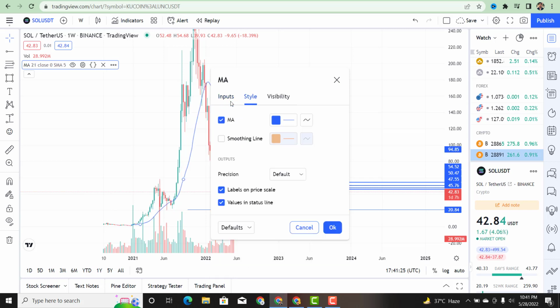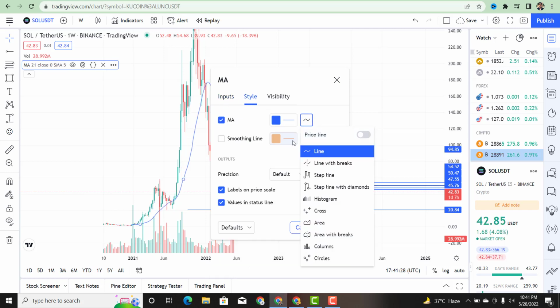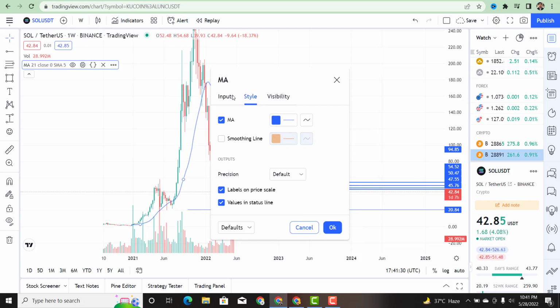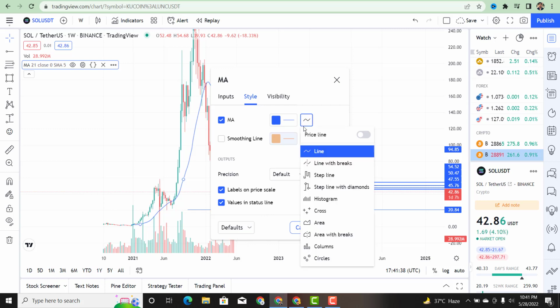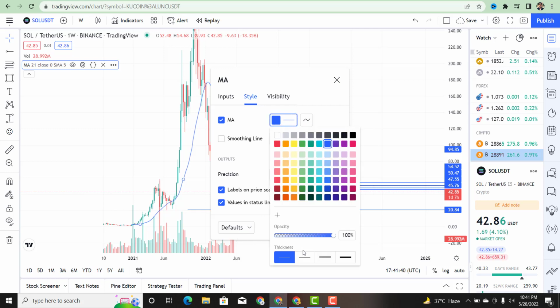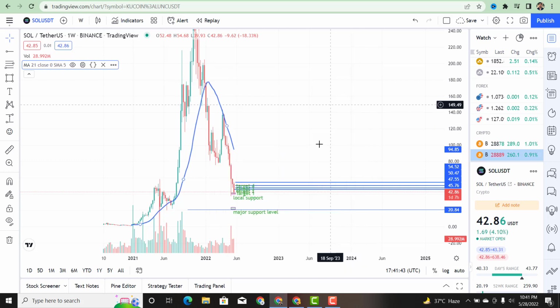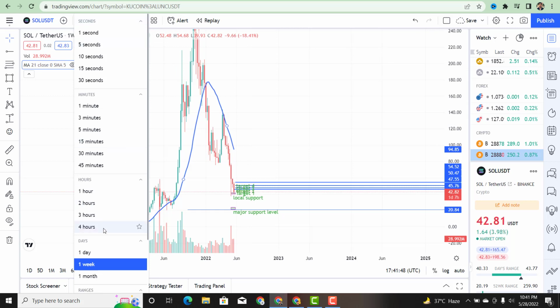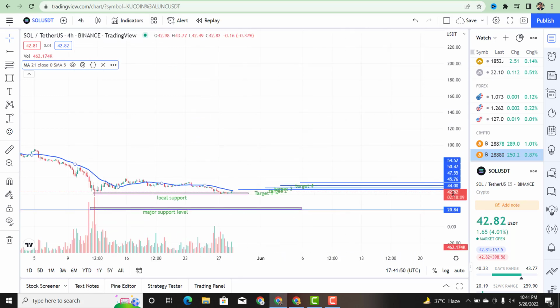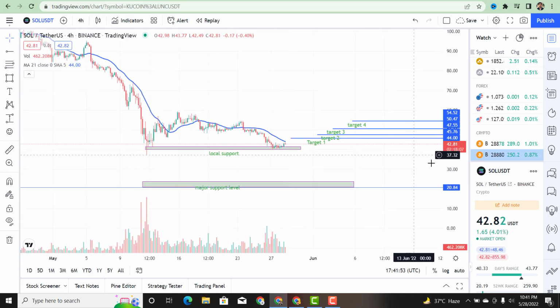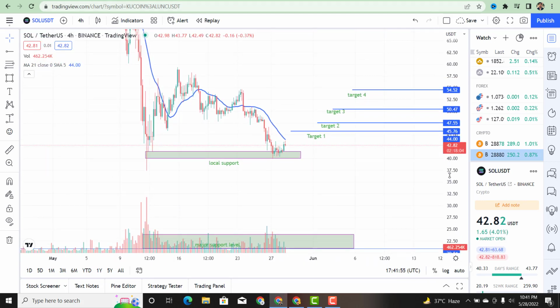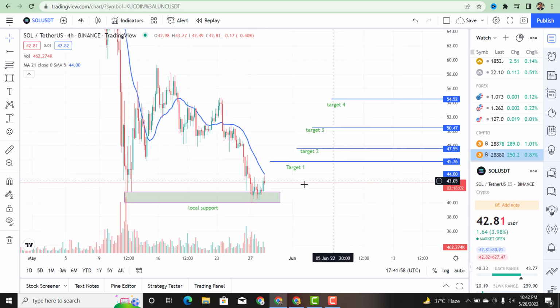So this is your 21st moving average. I'm gonna make a line and make it a little bit thicker so you can see it easily. So this is way below the 21 moving average, and if you talk about the current scenario, you can see that it is acting as a resistance at this point, on the 4-hour time frame.